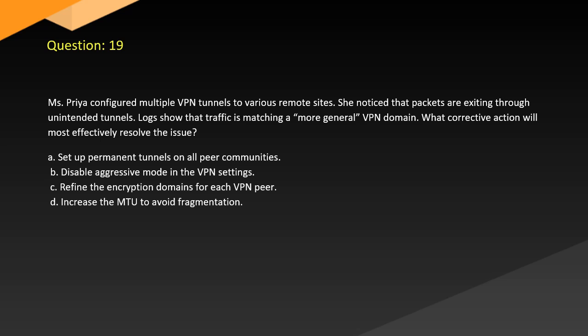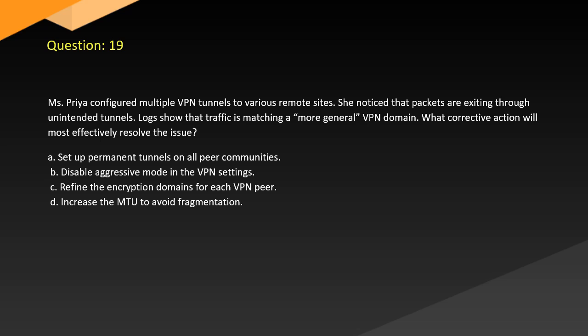Question 19. Priya configured multiple VPN tunnels to various remote sites. She noticed that packets are exiting through unintended tunnels. Logs show that traffic is matching a more general encryption domain. What corrective action will most effectively resolve the issue?